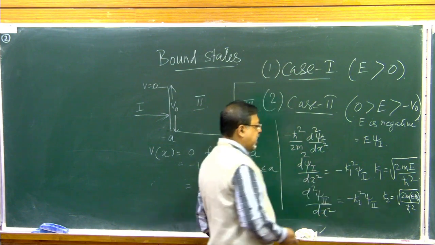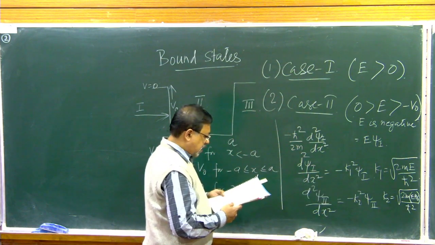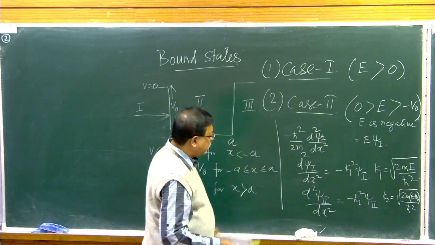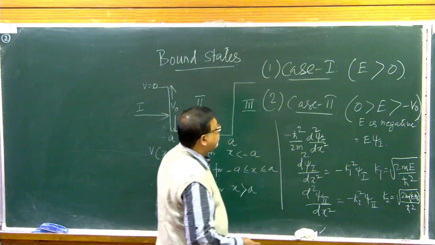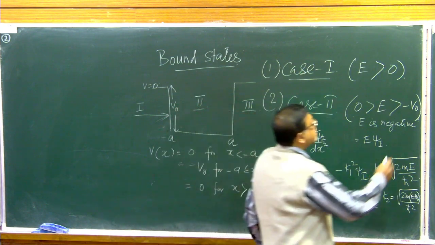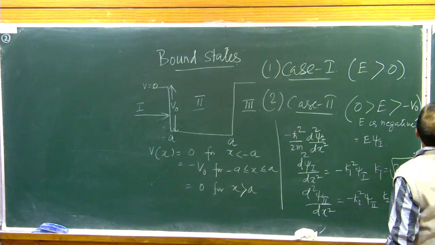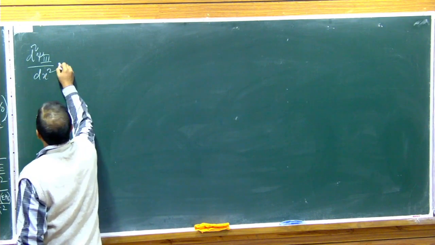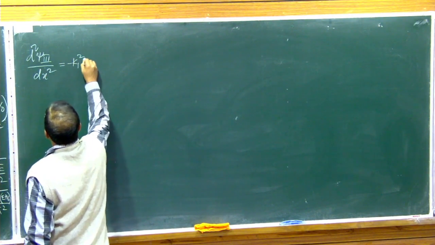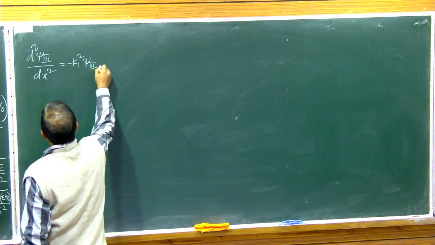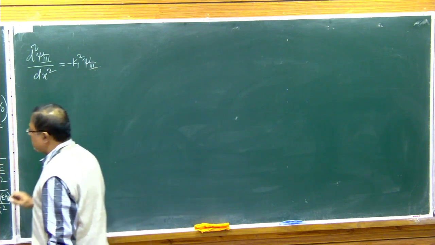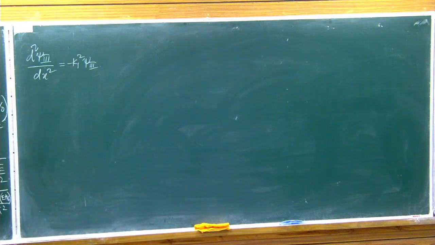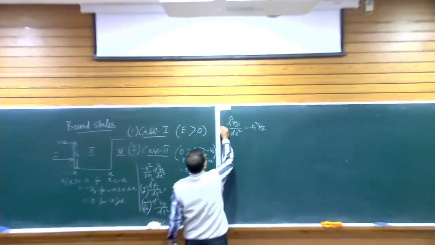We'll write it as, and of course the region 3, we'll also have to write region 3. Let me write it here. So d2 psi 3 dx2, which is very similar, so it's a minus k1 square psi 3. So this is region 1, write it as 1, this is 2, and this is 3. Okay.